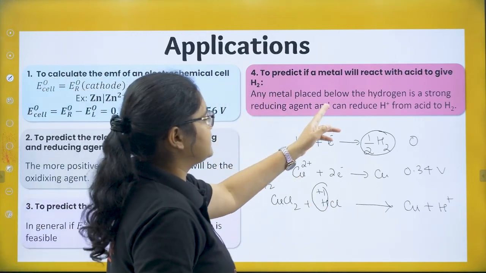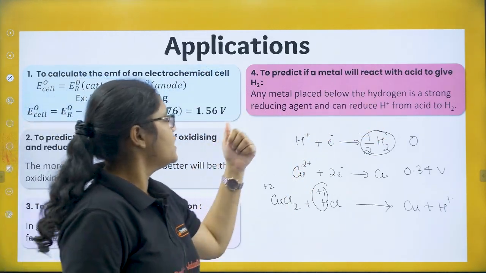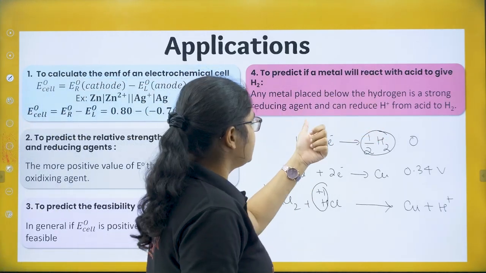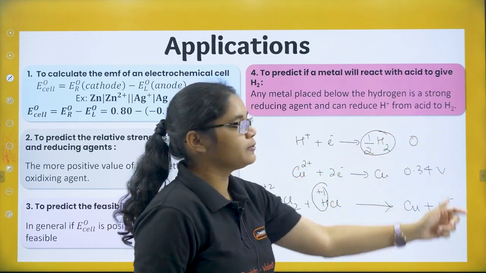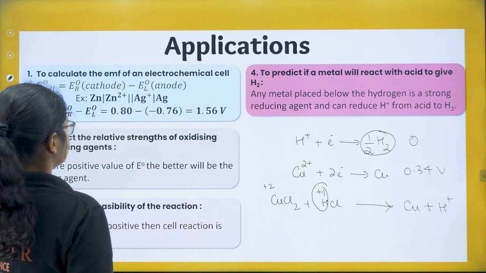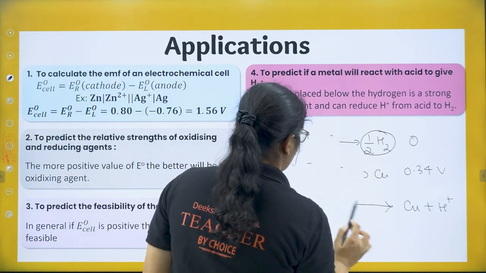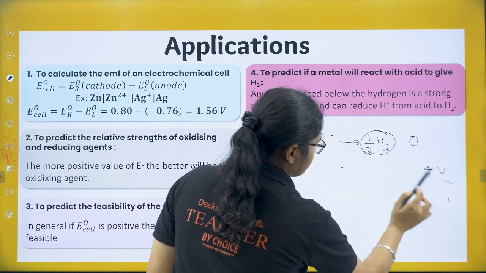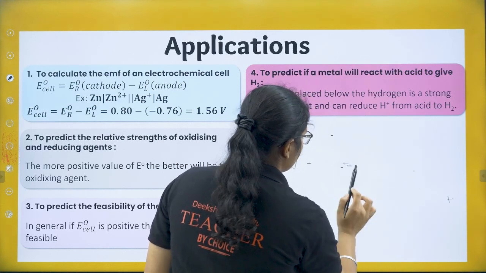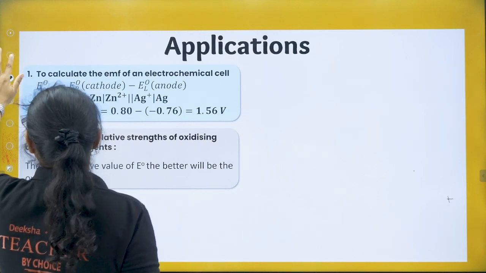So any metal placed below hydrogen, where hydrogen is 0 and below that the values are negative, is a strong reducing agent and can reduce H+ from acid to H2. Why are we saying that it is a strong reducing agent? Below hydrogen, whatever is there, they all have negative reduction potential. Okay, below hydrogen we have negative reduction potential.